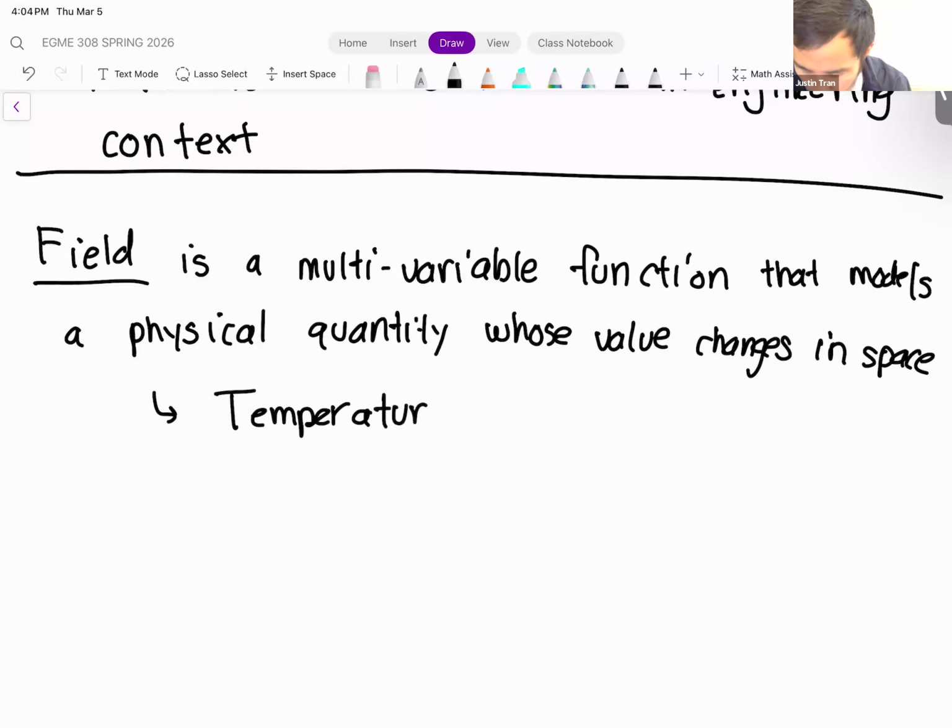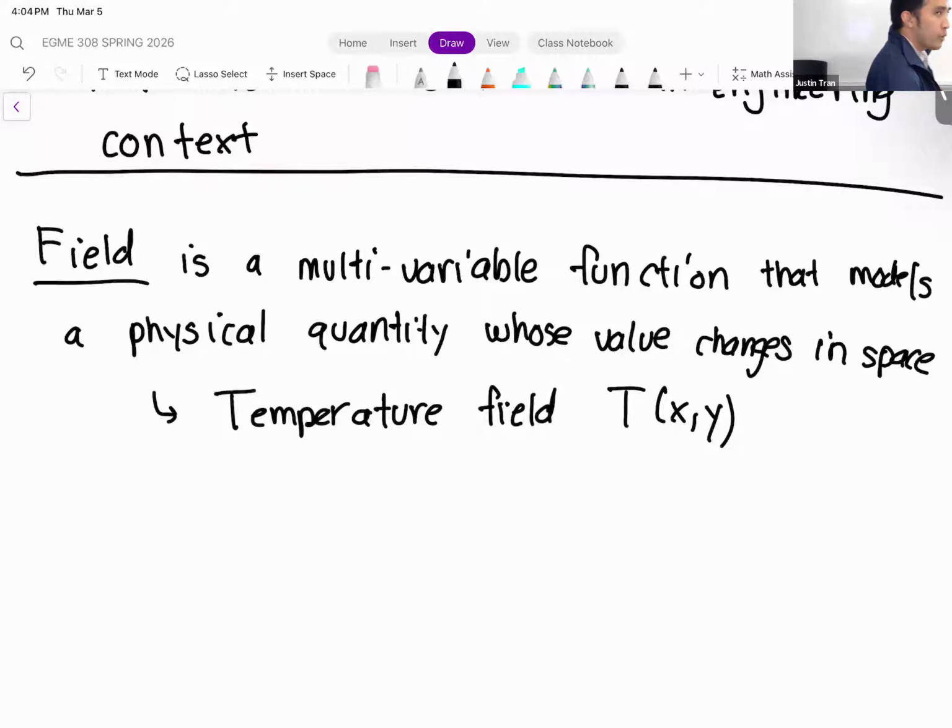So one that I'll refer to a lot today, just because it lends itself really well to this kind of theory, is this idea of the temperature field. Whenever you have a thermal situation where you're measuring temperature as a function of space, we can say the temperature is a multivariable function that depends on X and Y.